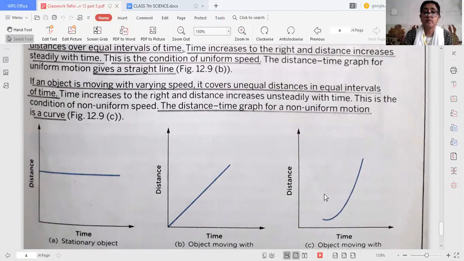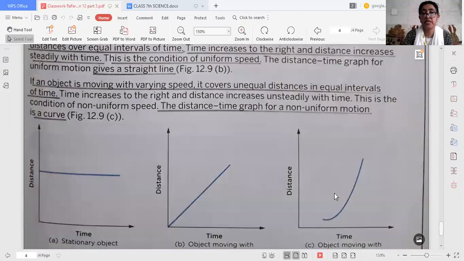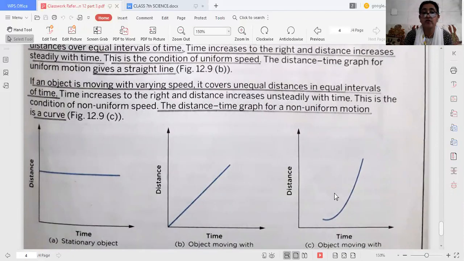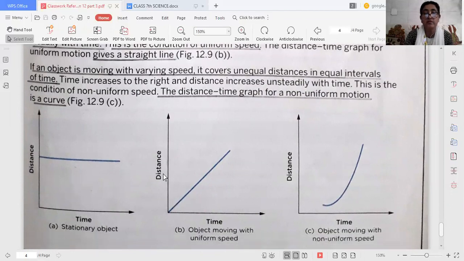If an object is moving with varying speeds, it covers unequal distances in equal intervals of time, meaning time increases to the right and distance increases unsteadily with time. And this is the condition of non-uniform speed. The distance time graph for non-uniform motion is a curve. Now you can see all the three. This one shows that the object is stationary, this one shows the object moving with uniform speed, and the third one shows the object moving with non-uniform speed. So that is the distance time graph. I hope all the topics are clear.